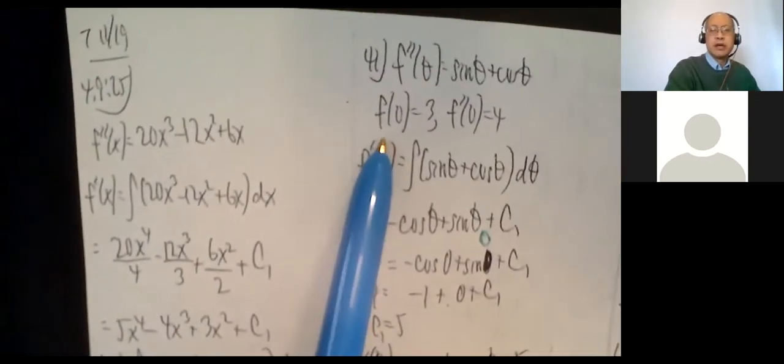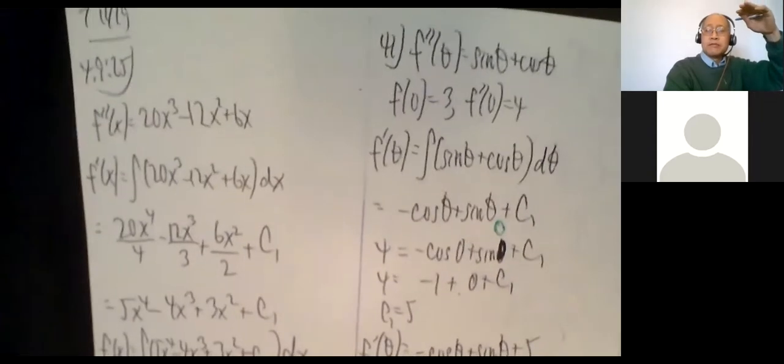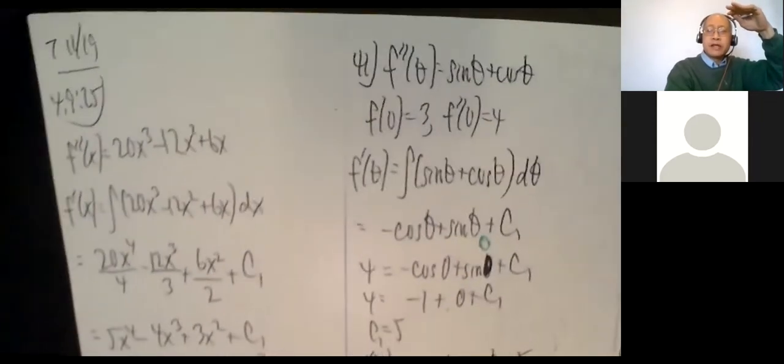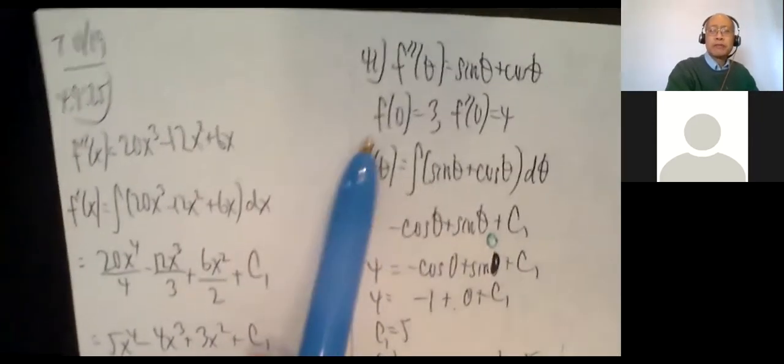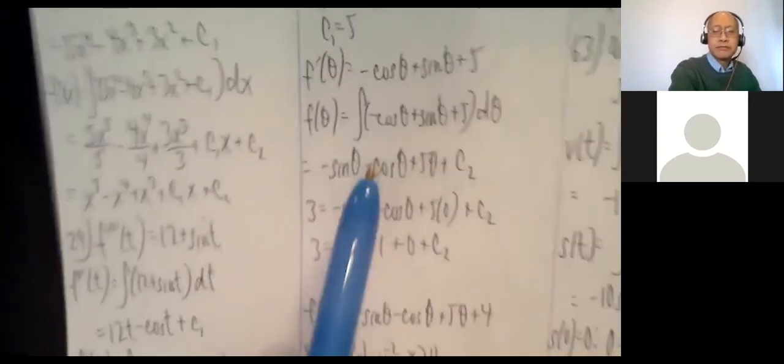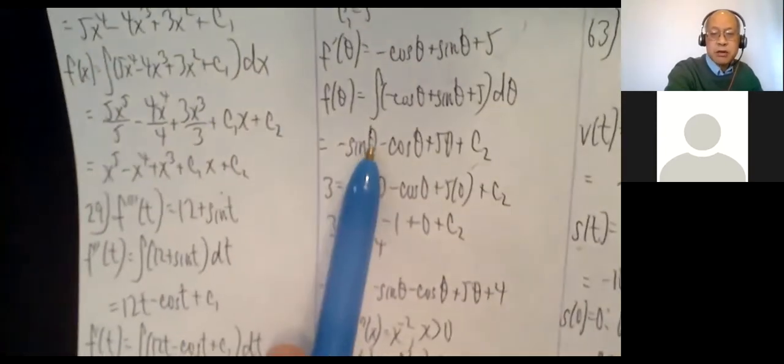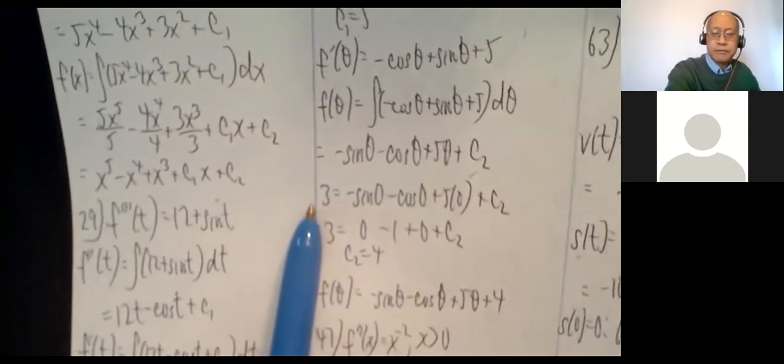Now I use this other piece of information. F of 0 equals 3. So when I'm at the F level, when the elevator is up here at the original function level, when I plug in 0, I get 3. Okay, so plug in 0 here, 0 here, 0 here, and the answer should come out to be 3.